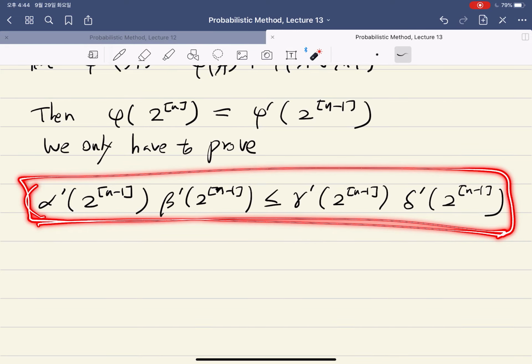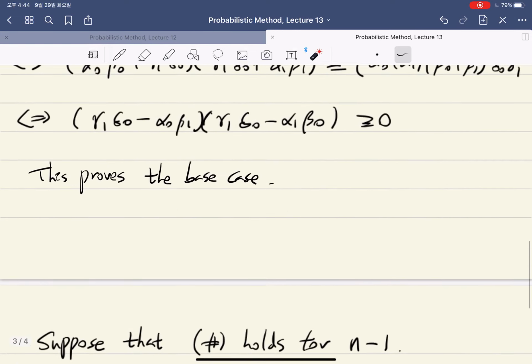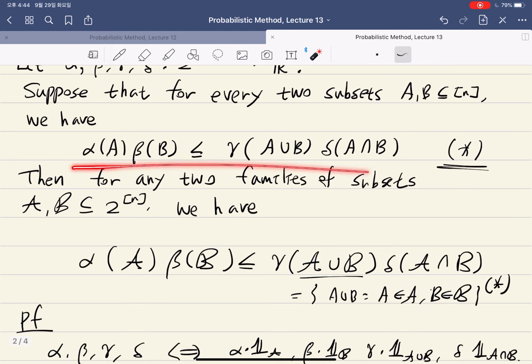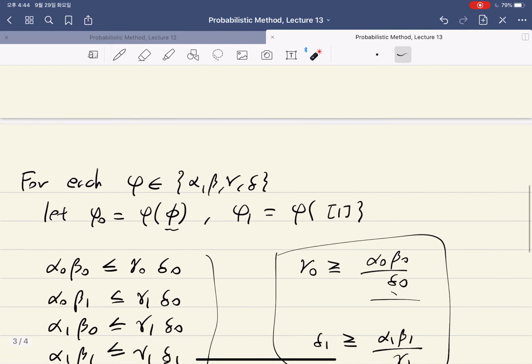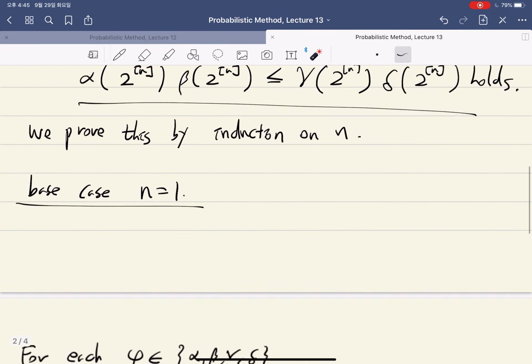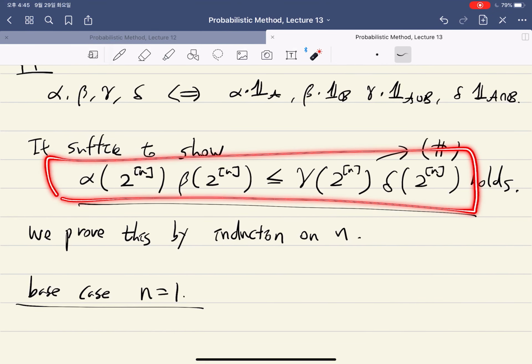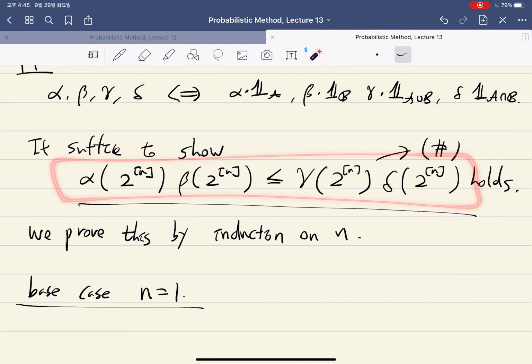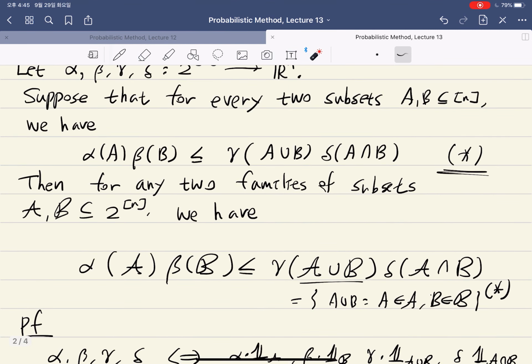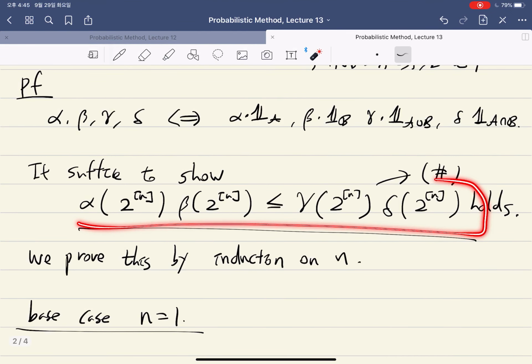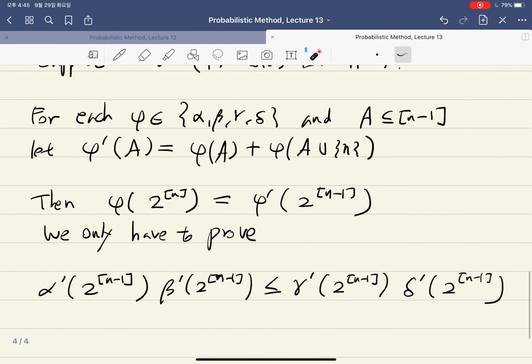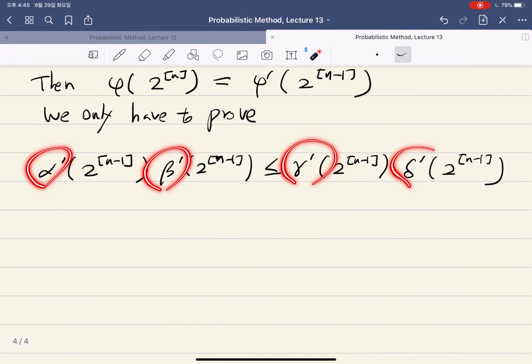But for this, we need to check that these functions are arbitrary functions which satisfy this. As long as alpha prime, beta prime, gamma prime, delta prime satisfy this condition, then we can apply the induction hypothesis. So that's the induction claim that we are doing. As long as alpha, beta, gamma, delta satisfy this, then we have this, and we assume that's true for n minus 1. And for n, we want to check that these four functions are good functions that satisfy this.